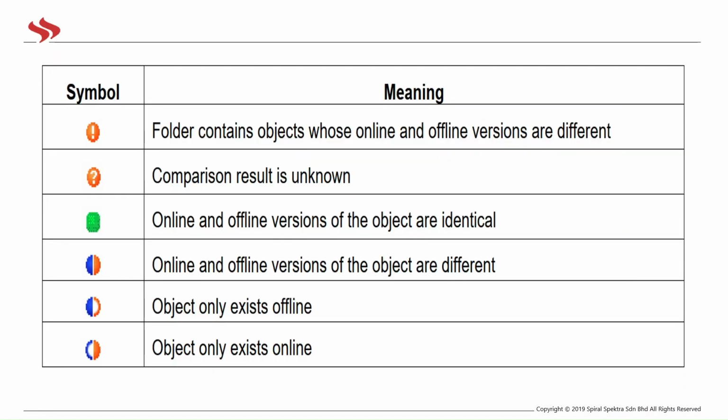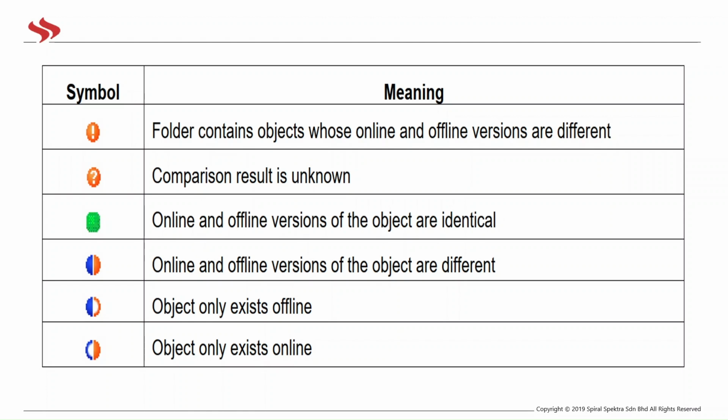So these are the symbols of the status and their meaning. As you can see, the first one is a folder containing an object whose online and offline versions are different. The second one is the comparison result is unknown. The third one is the online and offline versions are identical.